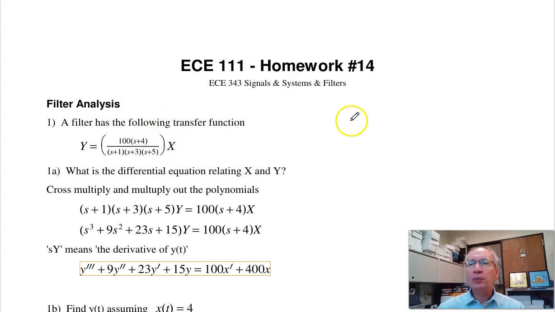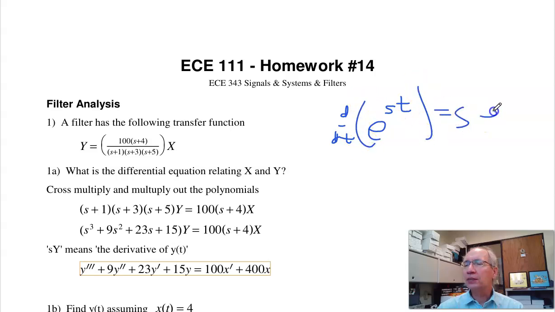Where that comes from is we assume everything is in the form of e to the st. So what happens when I differentiate, I get s e to the st. So differentiation and multiplying by s are the same thing. S is an operator, meaning derivative. So if I have this transfer function relating x and y, that really means the following differential equation.